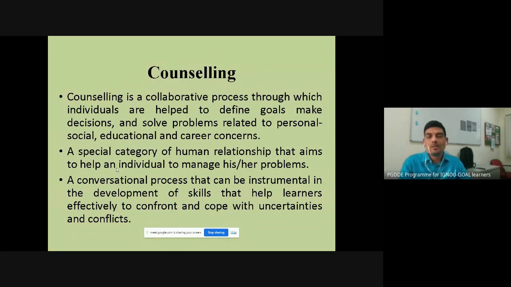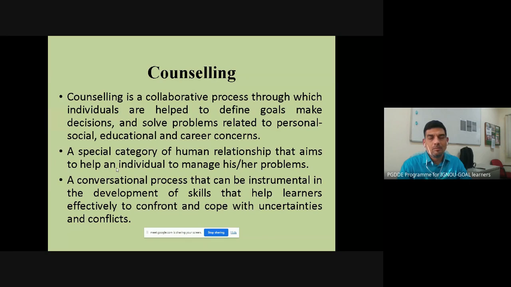We can say that counseling is a collaborative process. It's not done by a single individual. Here there is a person who needs certain information and a person who is providing that information, that's why we are calling it a collaborative process.